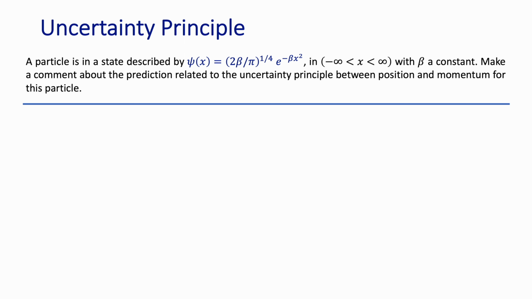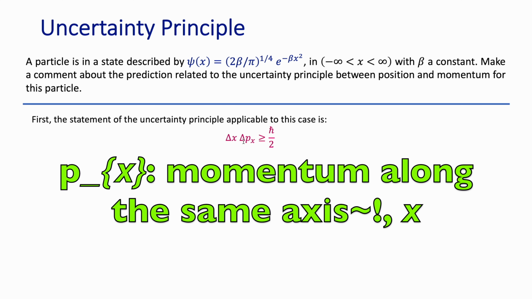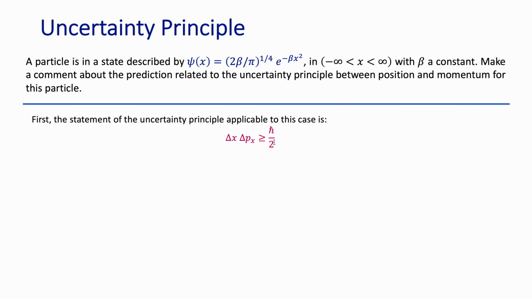So how do we do that? Remember that the statement of the uncertainty principle that is applicable in this case is that the uncertainty in the position times the uncertainty in the momentum along the same direction should be larger or equal to a constant, in this case h bar over 2. So that means we have to recall the definitions for those uncertainties for both the position, which is given here, and the momentum. And remember, this is basically the definition of standard deviation, where we have to calculate the expectation values of two different entities.